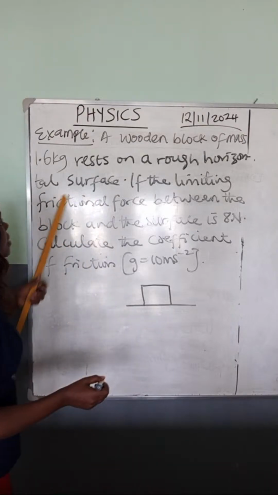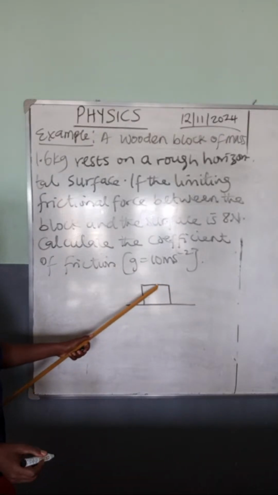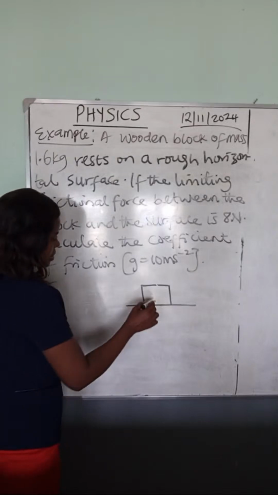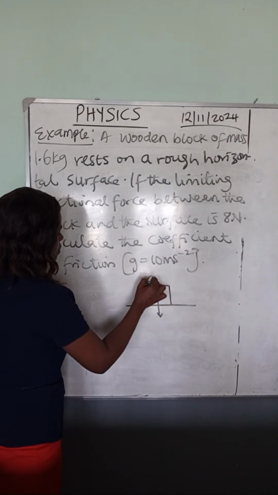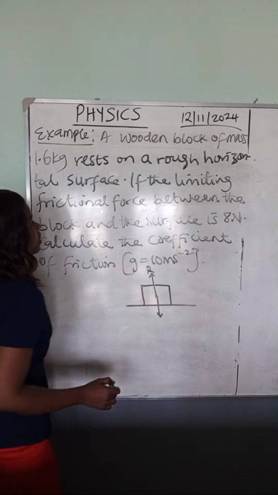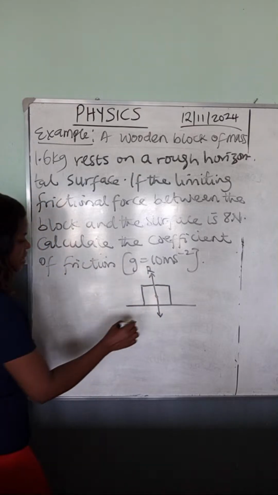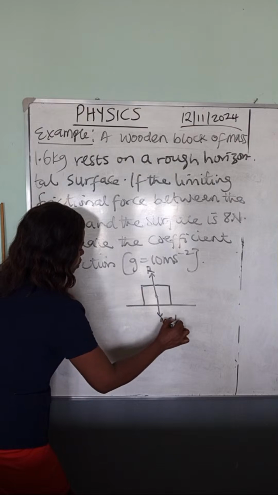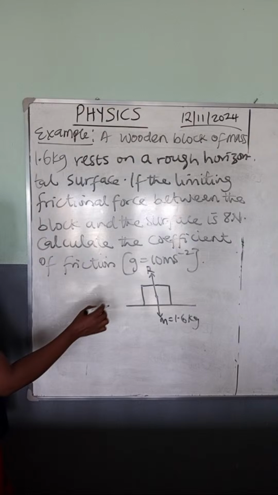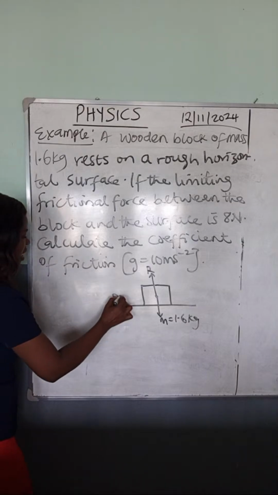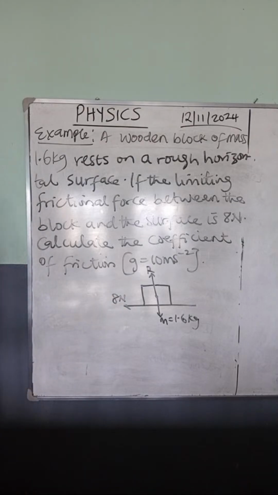This is the block of what? Mass. They gave us the mass to be 1.6 kilogram, and they gave us the frictional force, which is 8 Newton. Now, how can we get the coefficient of friction?